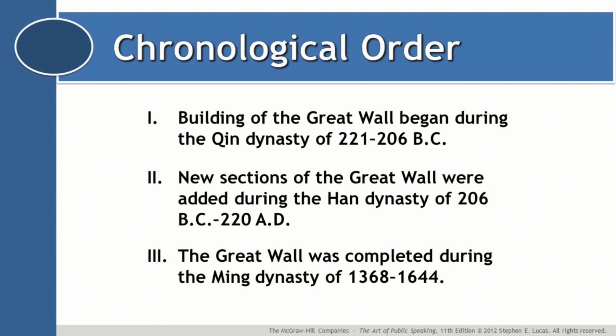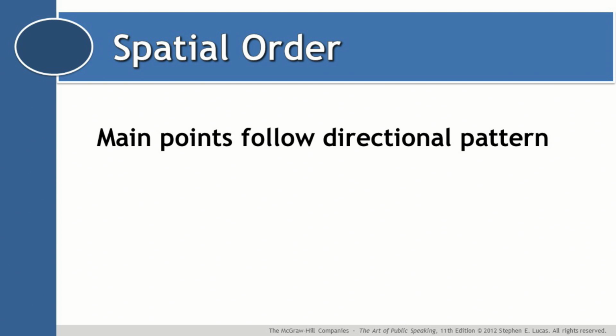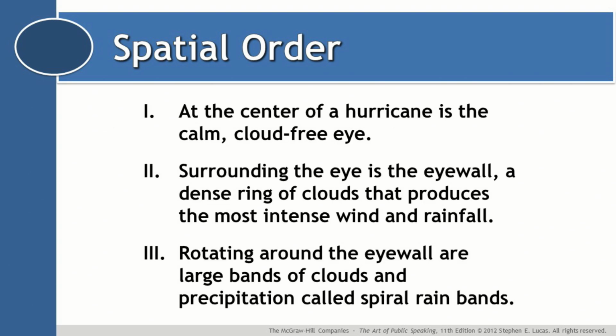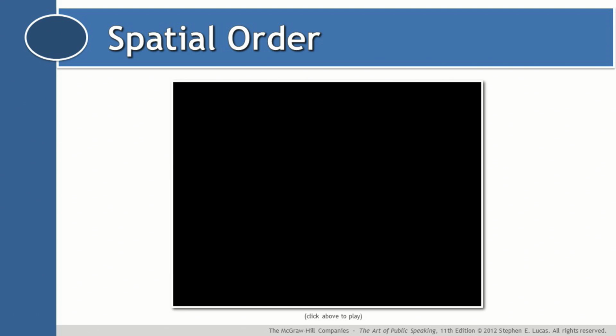Another type of organizational pattern that we can utilize is going to be that of the spatial order. And this allows for the main points to follow some sort of directional pattern. So if we take the topic of a hurricane, we might see our main points being: at the center of the hurricane is the calm, cloud-free eye. Surrounding the eye is the eye wall, a dense ring of clouds that produce the most intense wind and rainfall. And rotating around the eye wall are the large bands of clouds and precipitation called spiral rain bands. So let's take a look at an example of how that would all sound using our spatial order.